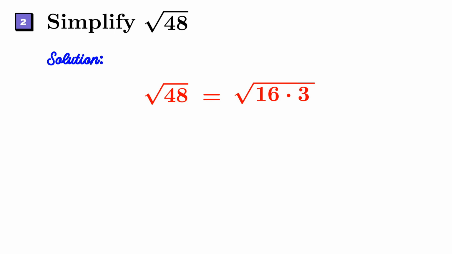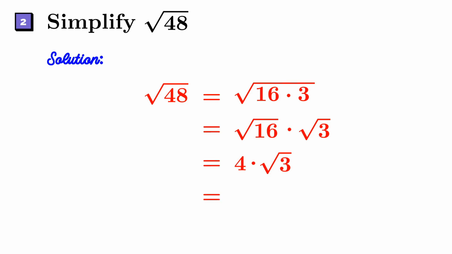Pagkatapos, pag-iwalayin natin yung 16 times 3, so magiging the square root of 16 times the square root of 3. Next step, kunin yung square root ng 16, so that is 4 times the square root of 3. At ang pinaka-final answer natin, tatanggalin lang natin yung multiplication symbol, no? Yung raised dot. So, 4 square root of 3. Kaya ang simplest form ng square root of 48 ay 4 square root of 3.